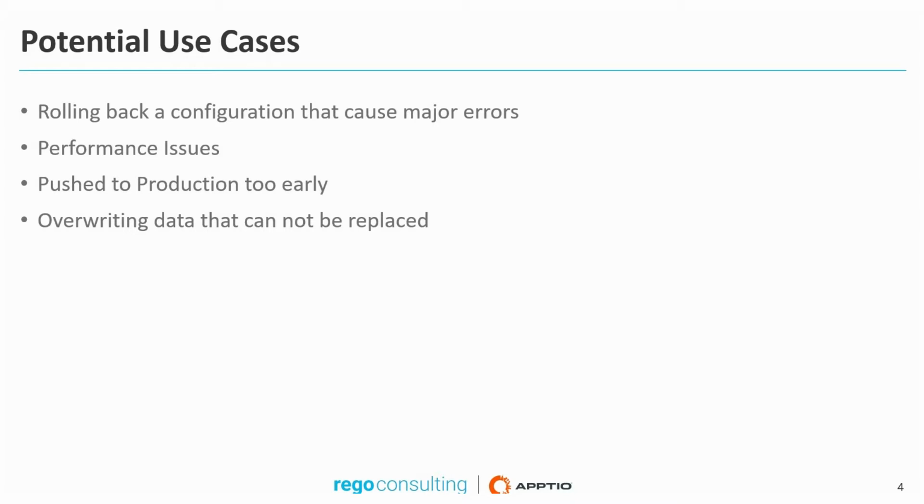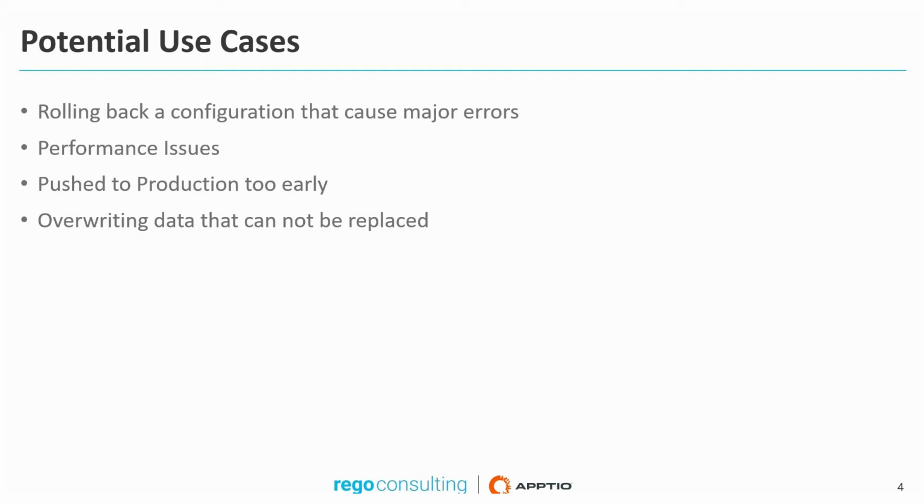Sometimes clients push things to production too early. The only way to revert that is to roll back the check-in. It'll do a full stage calc, and then you push that older version back to production, causing you to look like a prior state. The last thing, a smaller use case, is overwriting data that can't be replaced. We typically see this with manual files that are updated and uploaded.